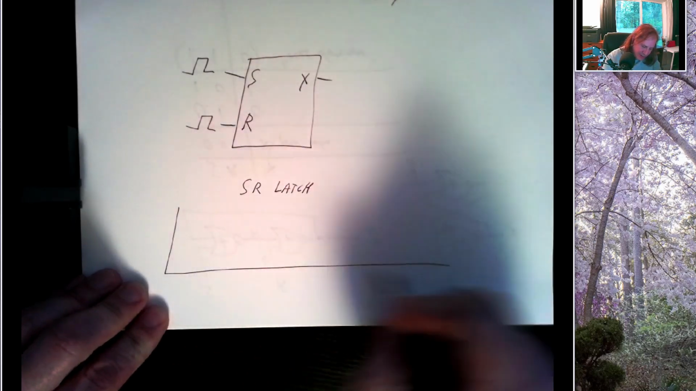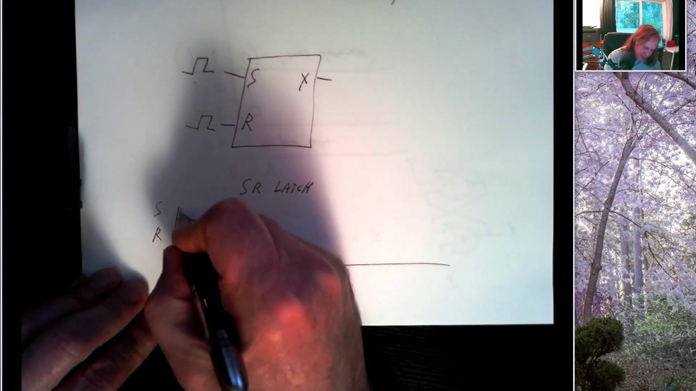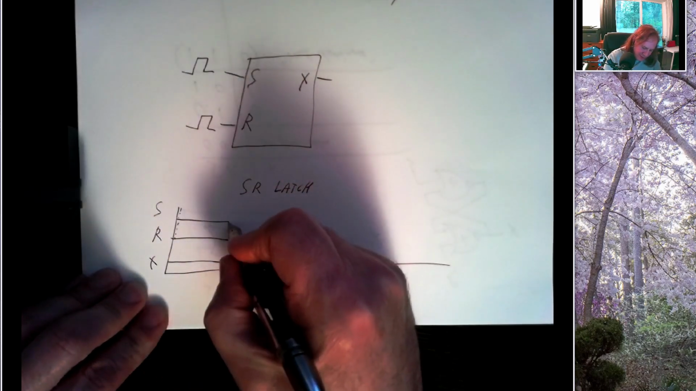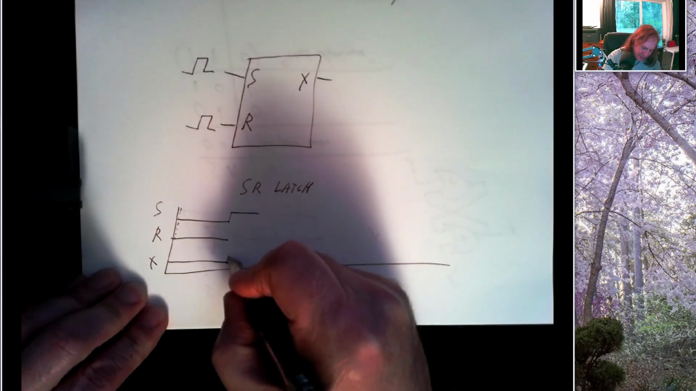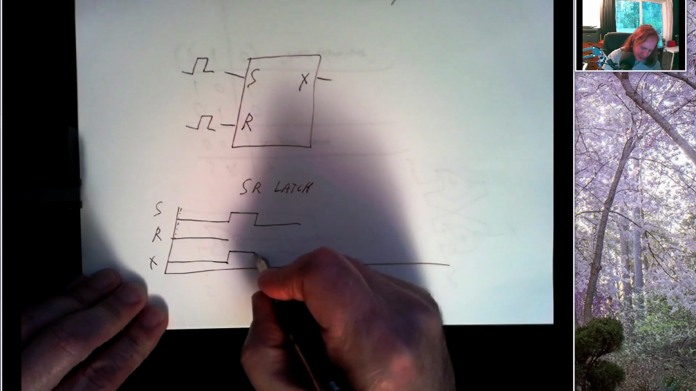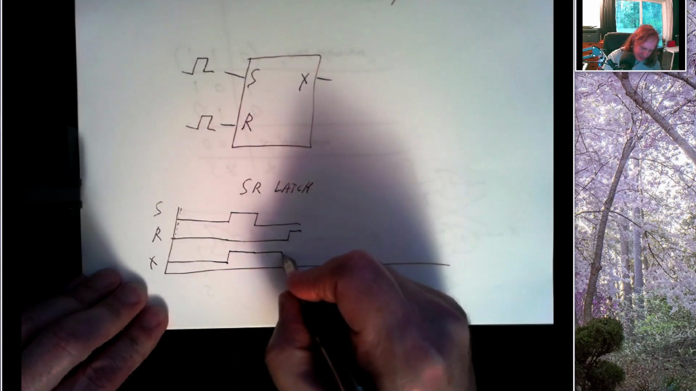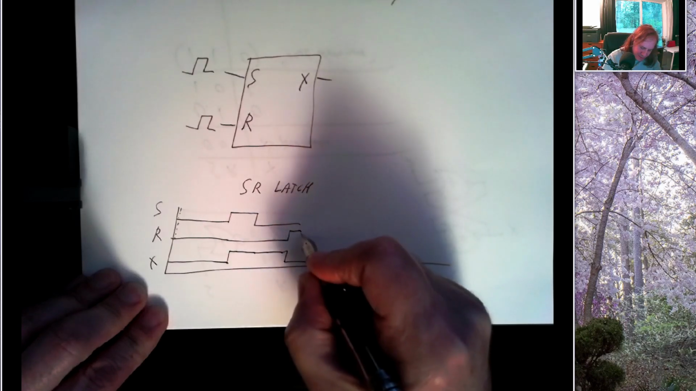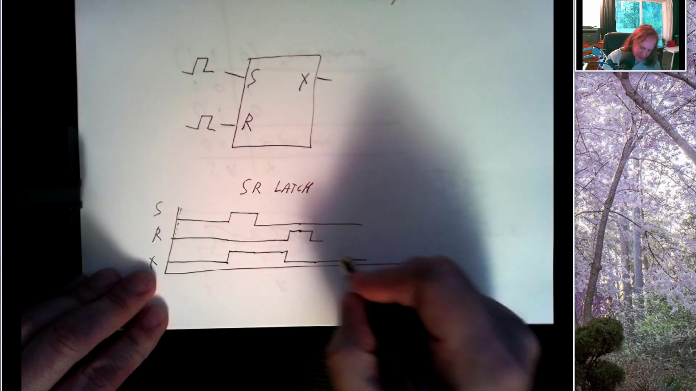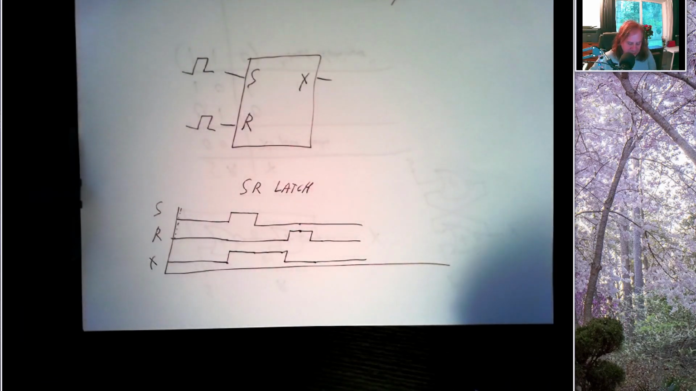So timing diagram, here's S, here's R, and they both start off low. And let's suppose X starts off low. So if I raise the set line, as soon as I raise set, X goes high. And then I drop set, and X remains high. And then I raise reset, and at that point, X drops low. And then I drop reset, and X continues to be low. So that's the basic timing diagram.